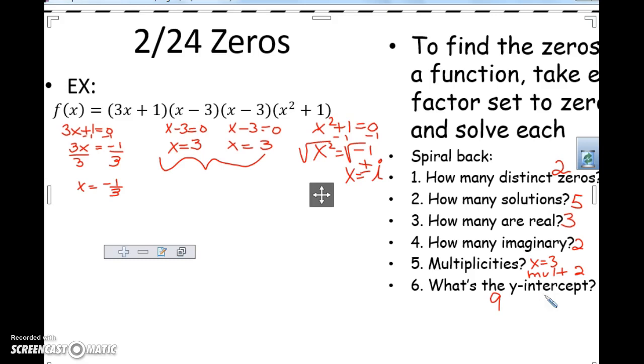Yes? There's just the one multiplicity. A pair, yeah. Okay.